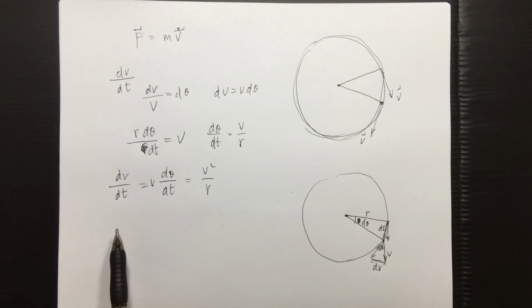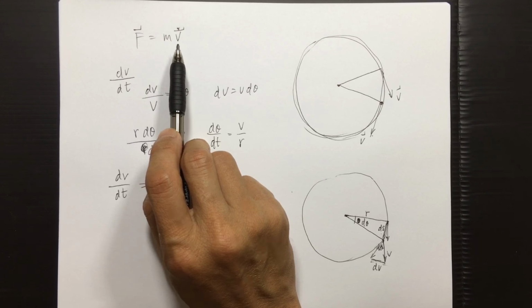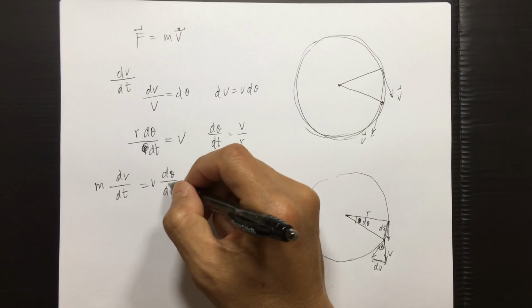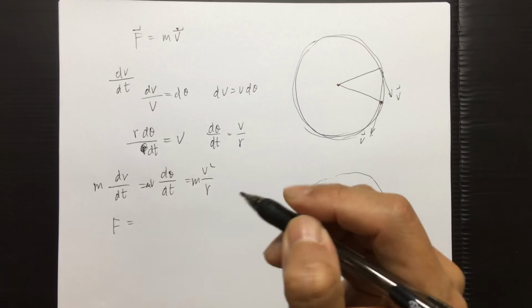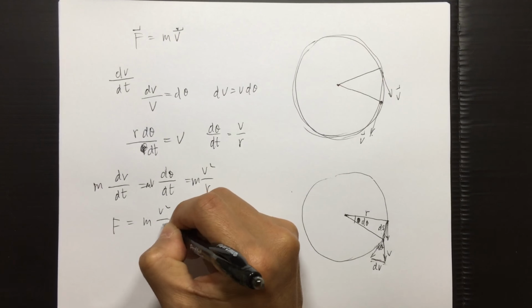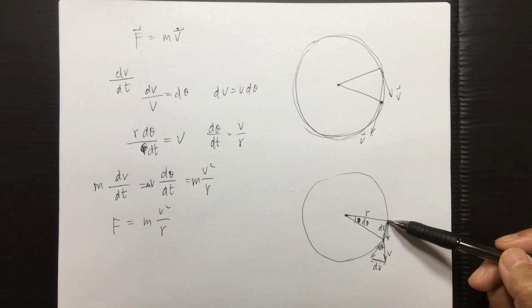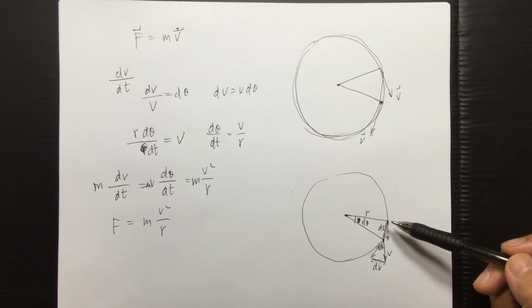Okay, now in other words, this is dv/dt. Then I multiply by m, in the middle too. This is the force: m v squared over r. This force is obviously in this direction. When this angle is infinitely small, this is perpendicular to v. In other words, the force will be perpendicular to v, which is obvious. When the force is perpendicular to v, the magnitude of v is not going to change. You follow what I'm saying?